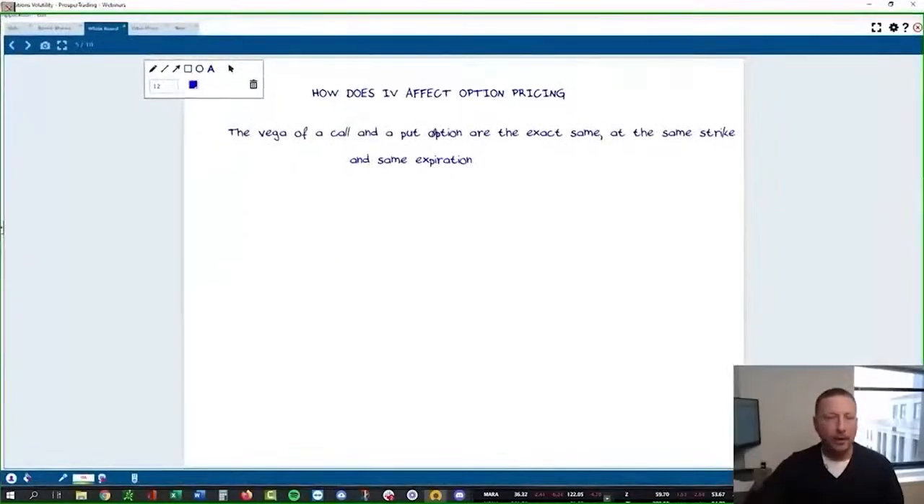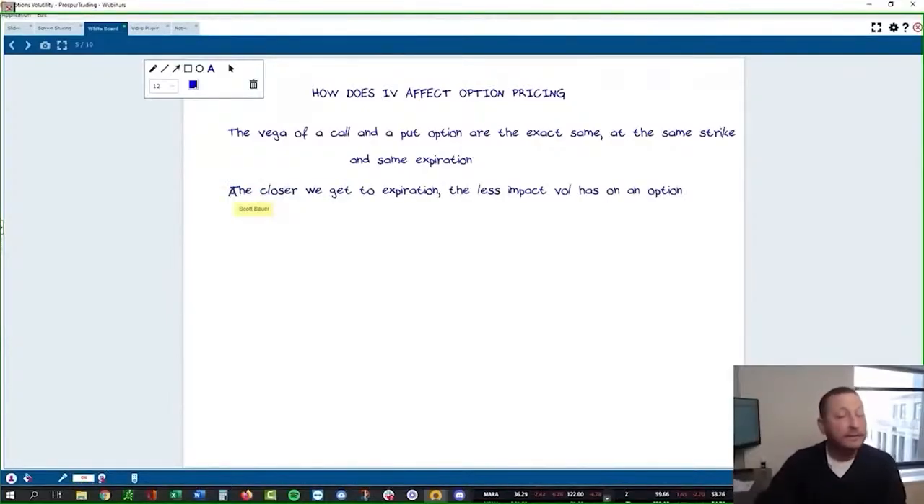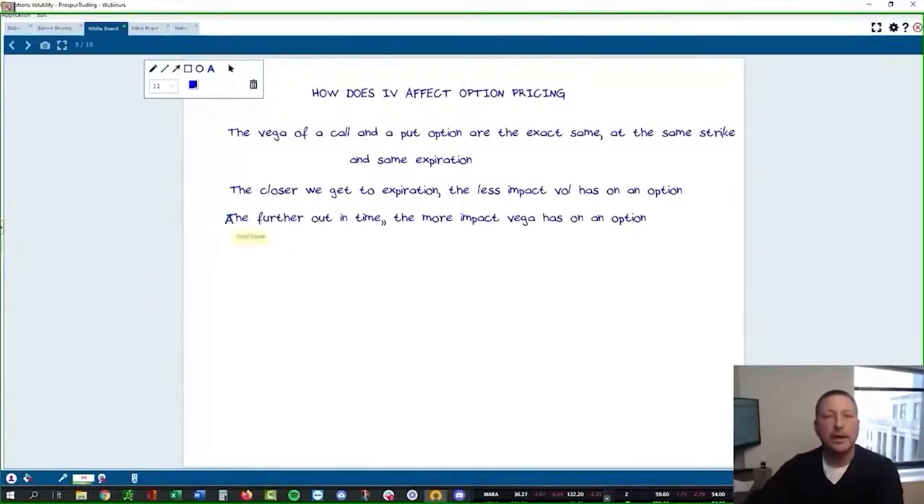We already talked about how the closer we get to expiration, the less impact vol has on an option, and that's reflected by its Vega. The further out we go in time, the higher that Vega, or the higher the volatility impact is going to be. So the further out in time, the more impact Vega has on an option. Let's take a look at that.